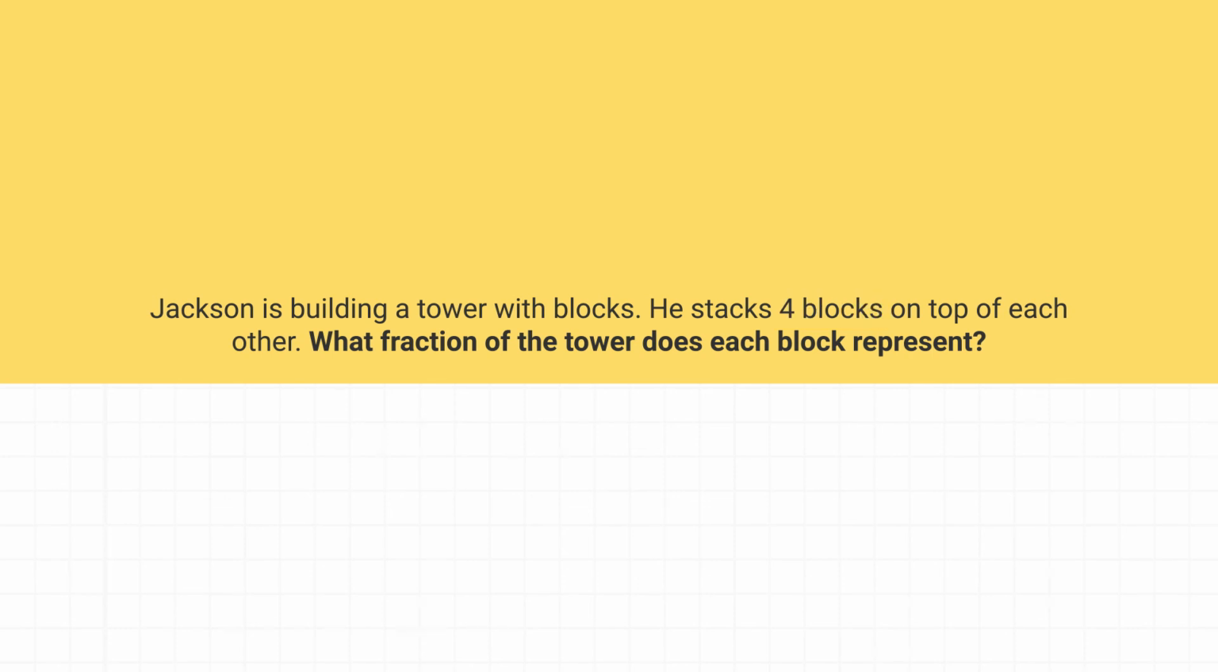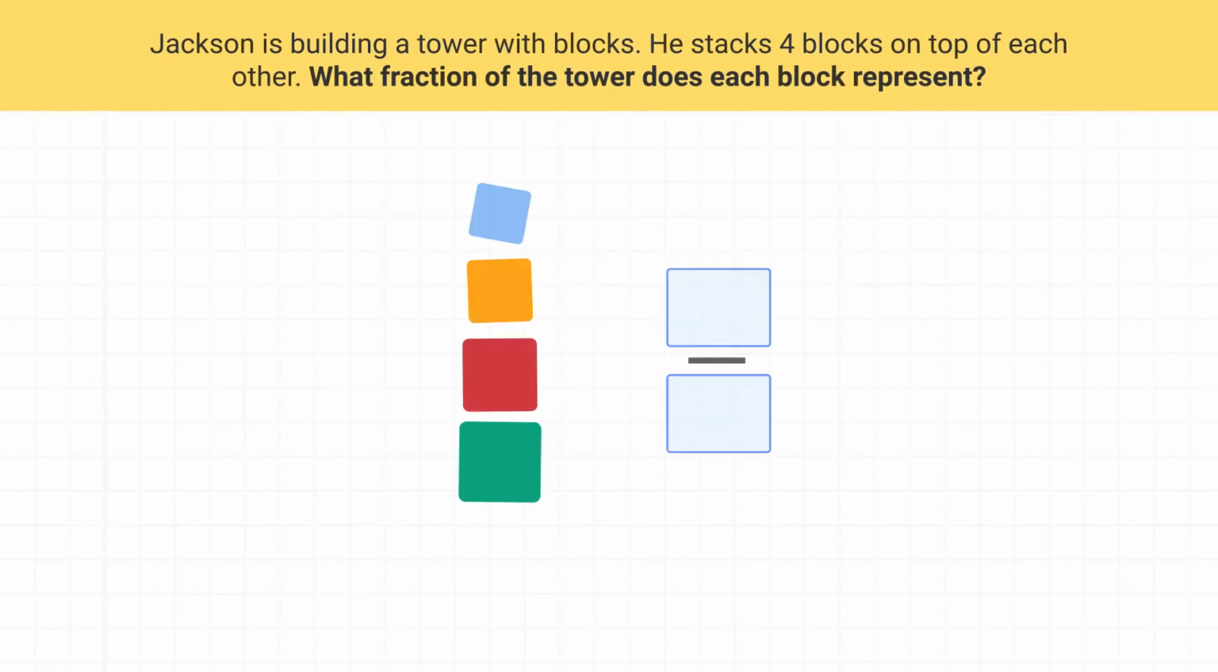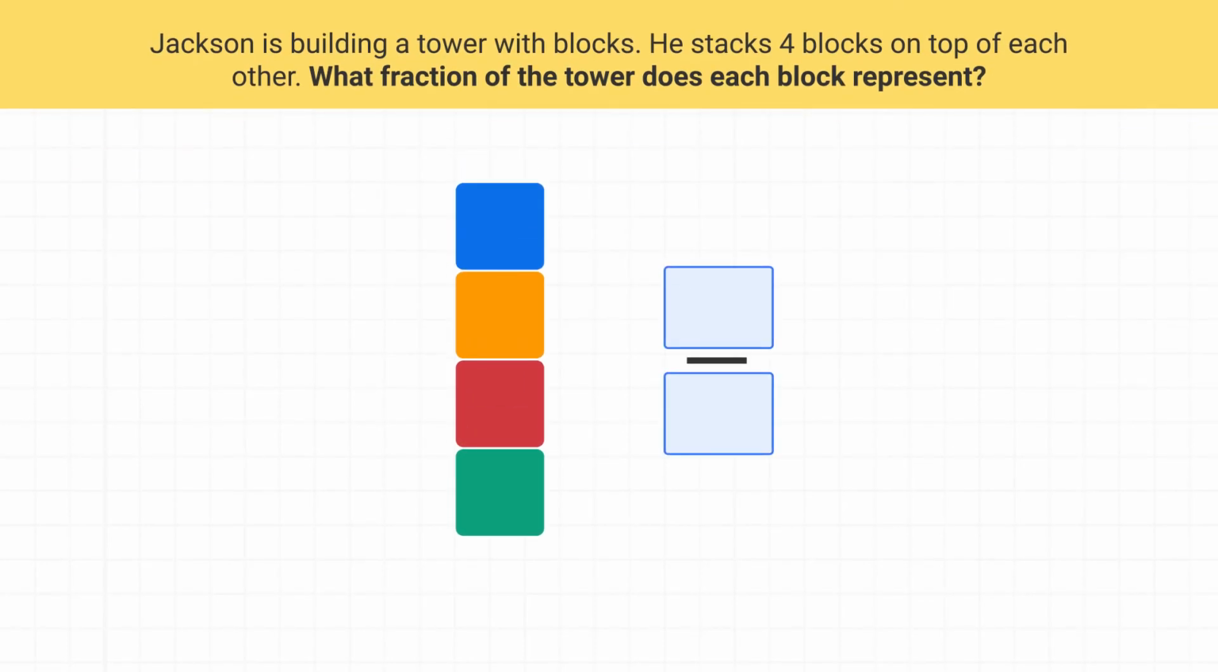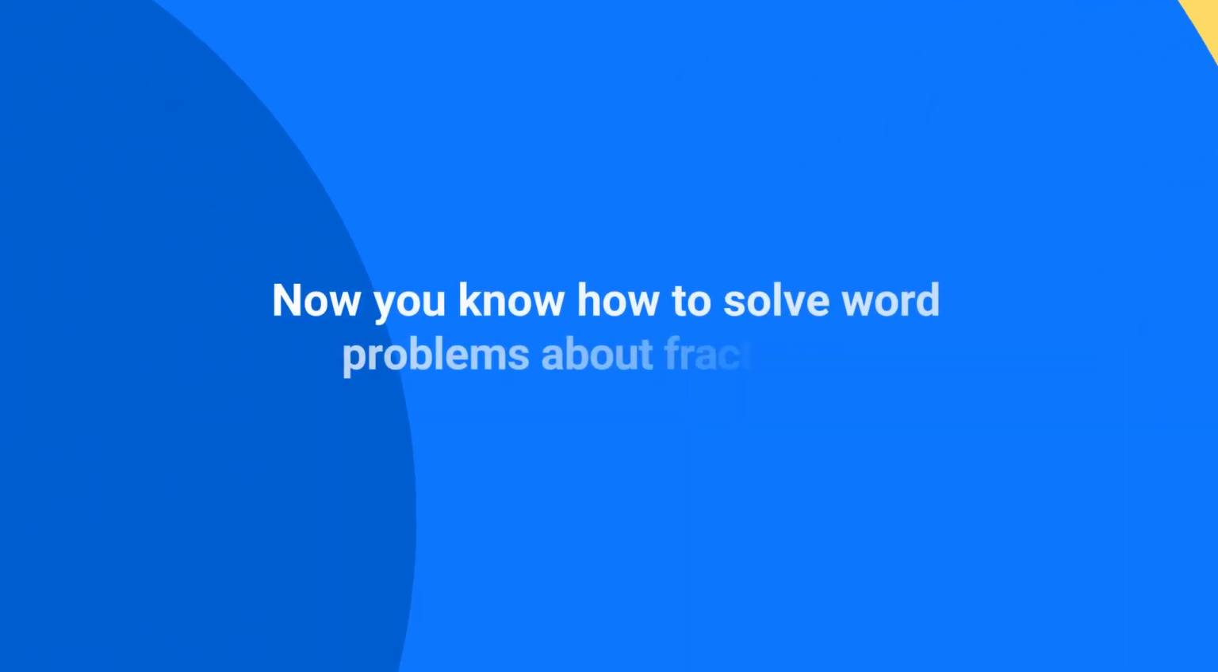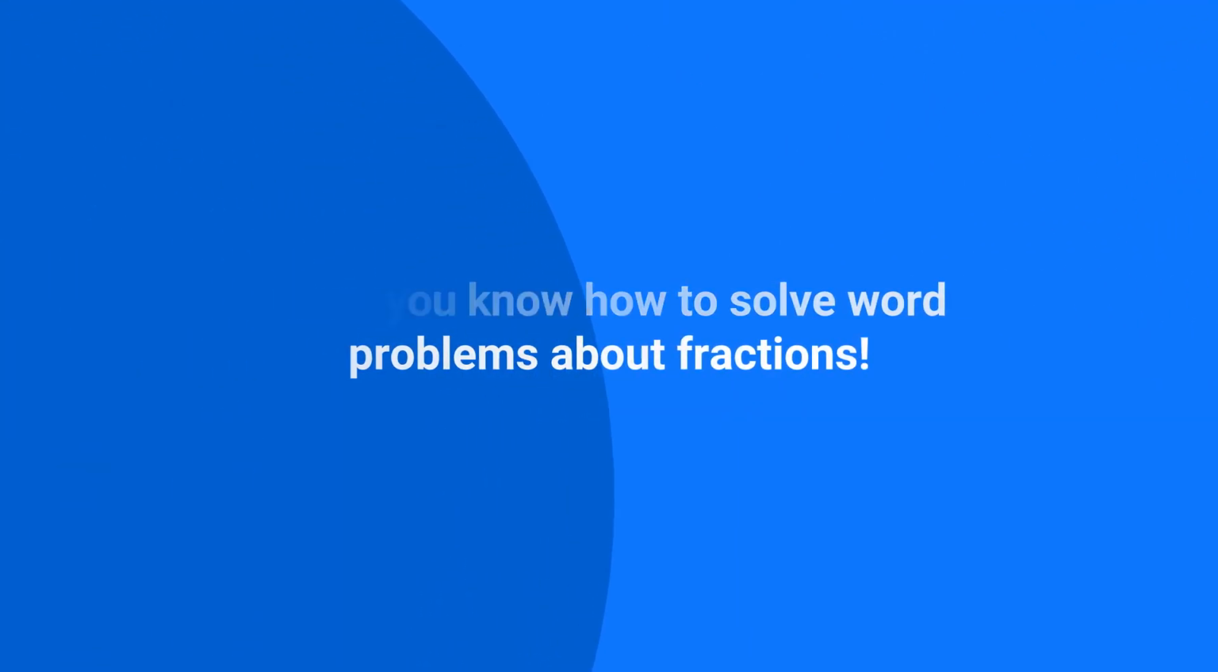What fraction of the tower does each block represent? In this problem, we can imagine Jackson stacking 1, 2, 3, 4 blocks on top of each other. Because the tower has a total of 4 pieces, it means our denominator is 4. Then each piece represents one of those pieces, so each block of the tower is just 1/4. Now you know how to solve word problems with fractions. Great work!